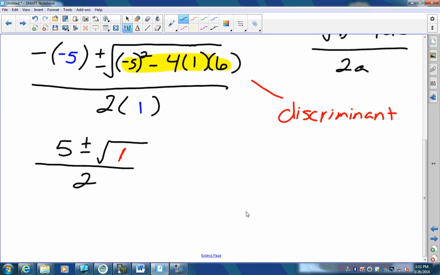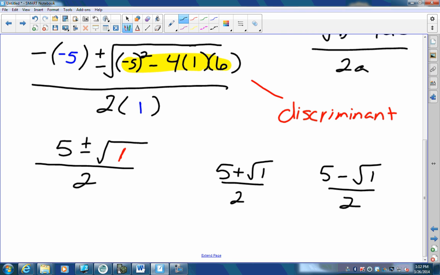When we find roots, aren't there normally 2 roots? There's normally 2 numbers, right? So it's going to be 5 plus the square root of 1 divided by 2, and 5 minus the square root of 1 over 2. Repeating it, that plus or minus means just break them apart: you put plus in between one of them, minus in between the other.